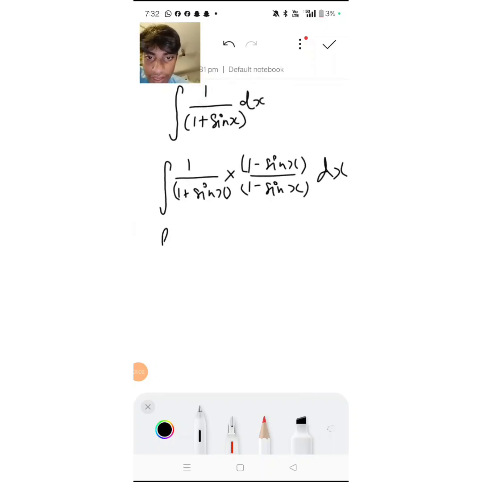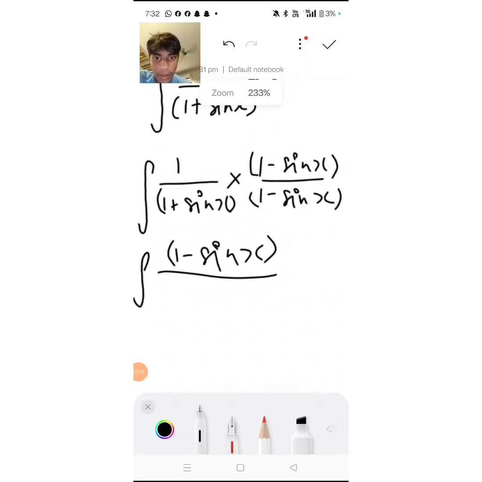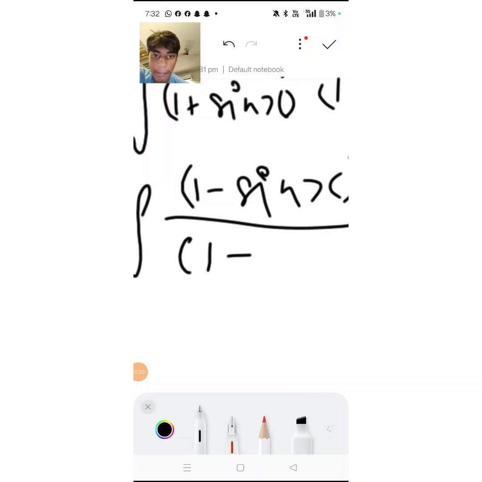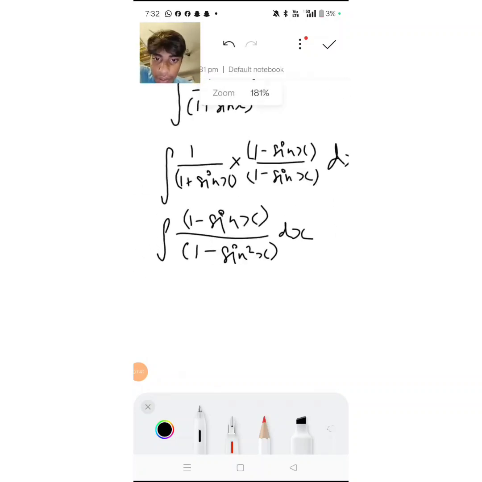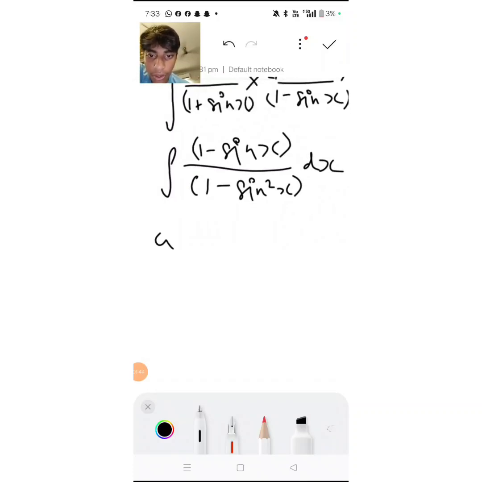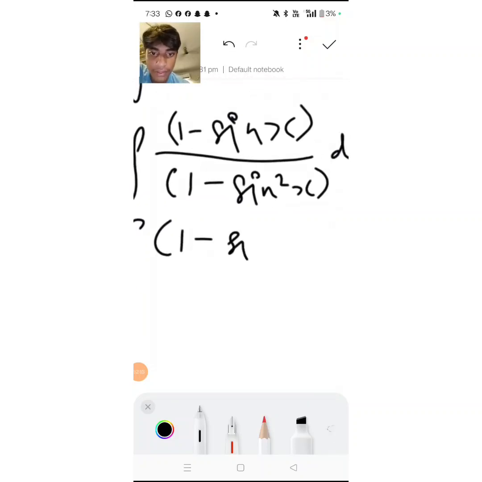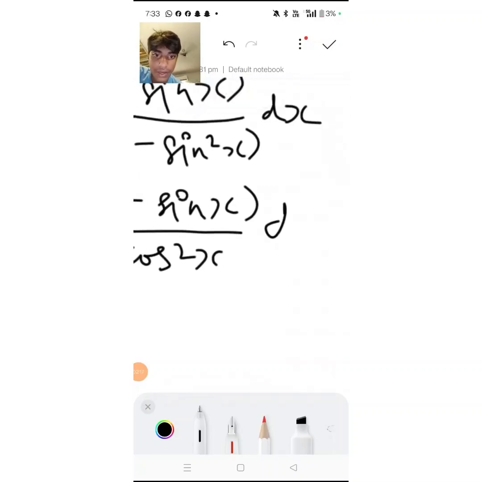So we just have the integral of 1 minus sine x in the numerator divided by now 1 plus sine x times 1 minus sine x, which is just the a plus b, a minus b identity. So we have 1 minus sine square x, because 1 square is just 1. Now the next thing you need to remember is cos square x plus sine square x is equal to 1, so it just becomes cos square x. So from that we can conclude that the next step is just the integral of 1 minus sine x divided by cos square x dx.